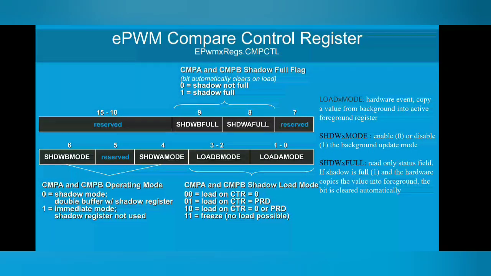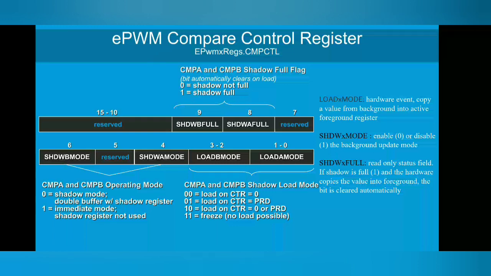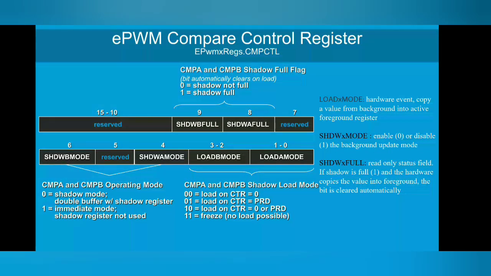So it is the status register, as we already indicated. It will show the status of your shadow registers. If the shadow is full, it is 1, and when the hardware copies the value into the foreground, the bit is cleared automatically.